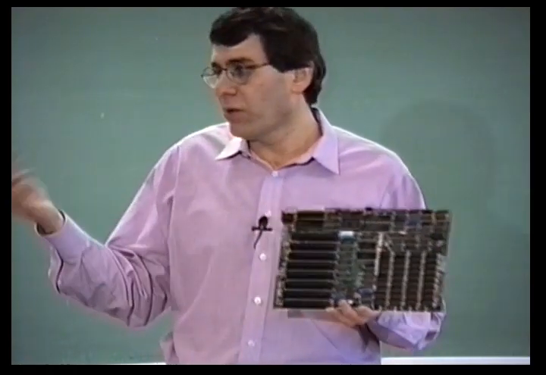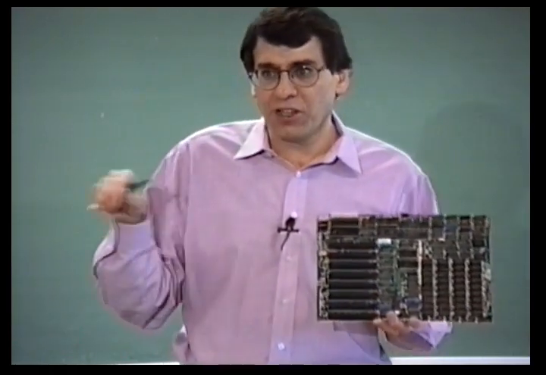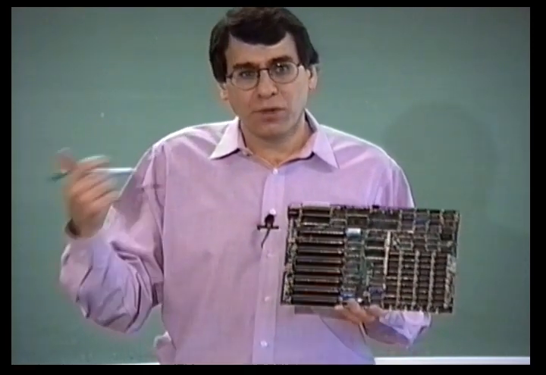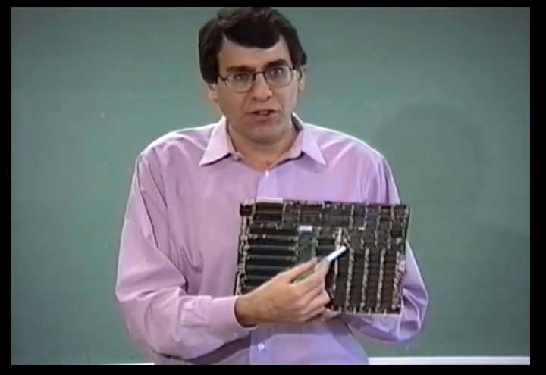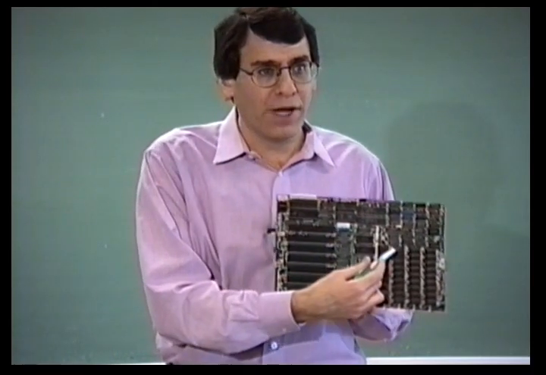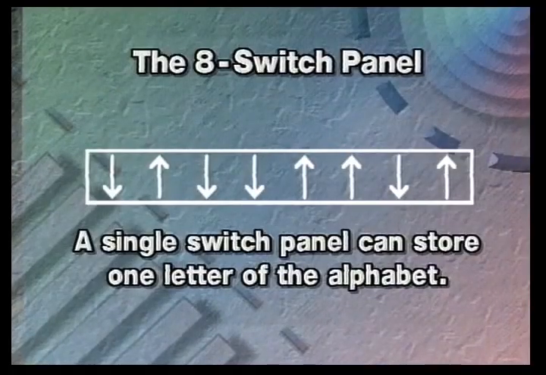So if you were working on the computer typing on the keyboard a letter to, say, Ralph Klein, every time you touched the keyboard and typed a new letter, that letter would get stored in one of the switch panels up here in the computer's RAM. Every time you touch the keyboard, you light up one switch panel, and that one switch panel stores one letter of the alphabet.